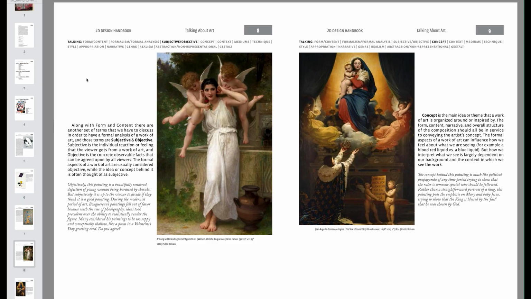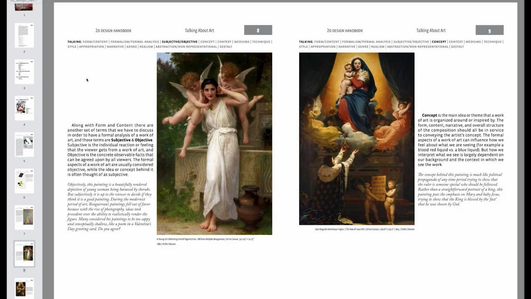Concept is the main idea or theme that a work of art is organized around or inspired by. The form, content, narrative, and overall structure of the composition should all be in service to convey the artist's concept. The formal aspect of a work of art can influence how we feel about what we are seeing, for example, blood red liquid versus a blue liquid.